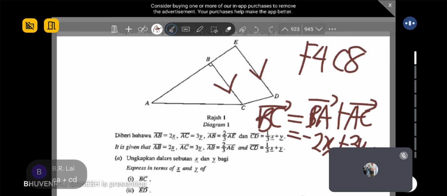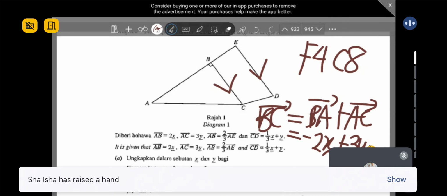EA plus CD. How can? You must make sure the two vectors in the middle have the same letter. A and C are not the same. Cannot. Anyone else? What is the combination of vectors to get ED, guys? Apa kombinasi vektor kamu? Cuba type. This one is the most important step. Langkah ni paling penting. So what is your combination?